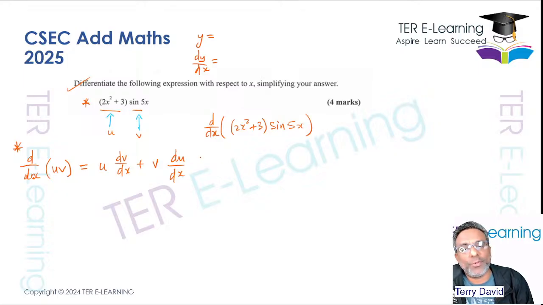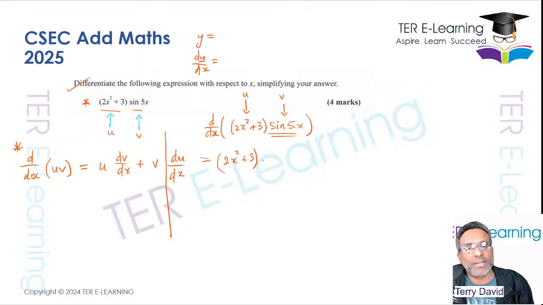So if you have to differentiate this, like I said, it's a product. This here is your u, this here is your v. You have to be able to identify functions of x as u and v. So you're going to take the first term, 2x squared plus 3, and you're going to multiply it by the differential of the second term. Now when you differentiate sine, you're going to get cosine. But if you have to differentiate sine 5x, it's going to be 5 cosine 5x.